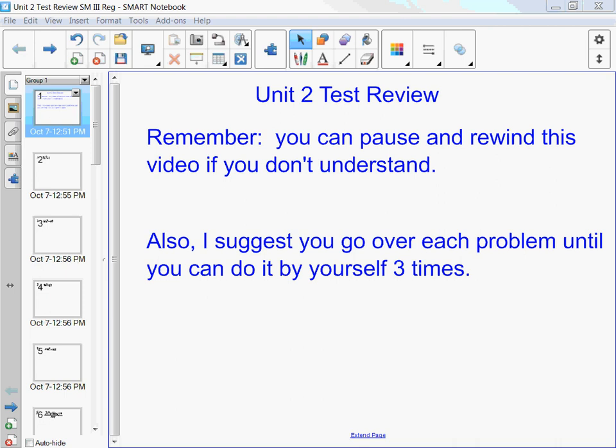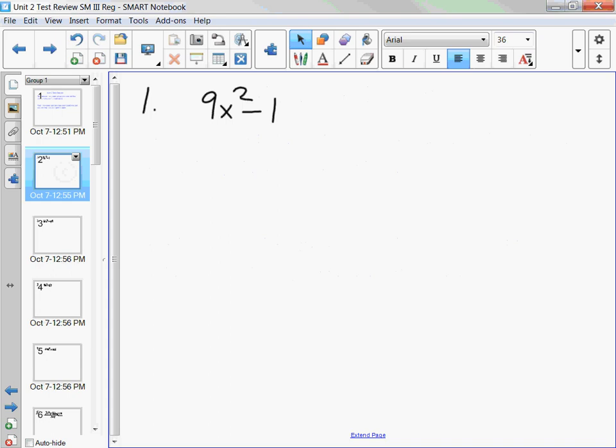So I would do the problem. Try it yourself first, then watch the video on that problem, and then see if you can do it 3 times on your own without looking at it. And if you can do that, that means you're ready for that problem. And then I would suggest also reviewing once more before you go take the test. But we're going to just start at problem number 1, and I am going to move through them fairly quickly because I want to make this video short, but remember, you can rewind and so forth.